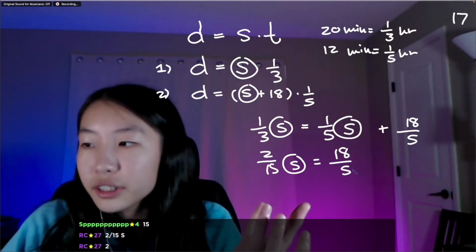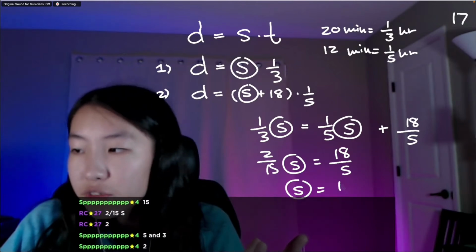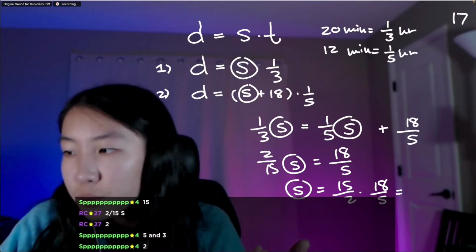So now what we can do here is solve for the speed. And that's just multiplying by 15 over 2 times 18 over 5. And that is going to be 3 times 9, or 27.